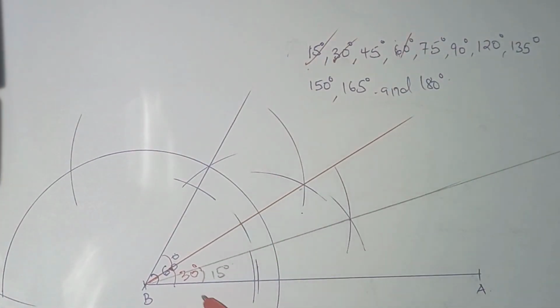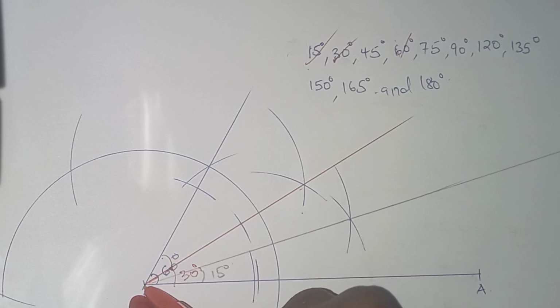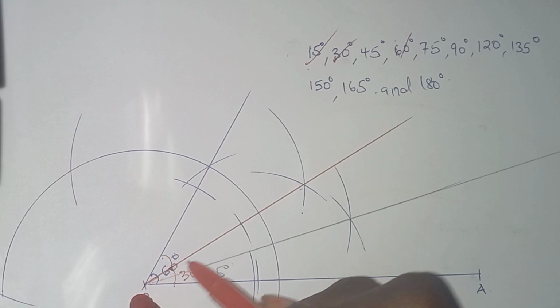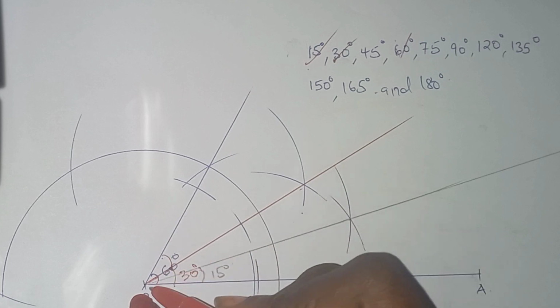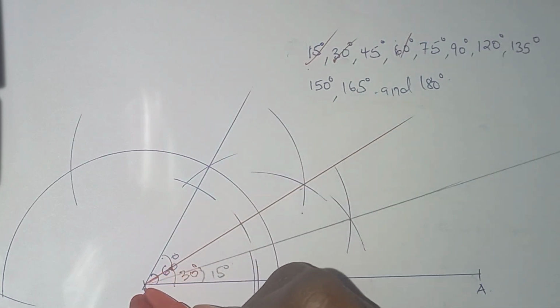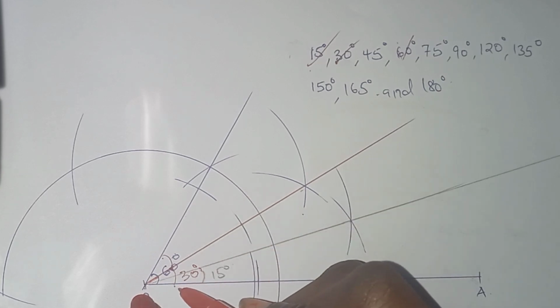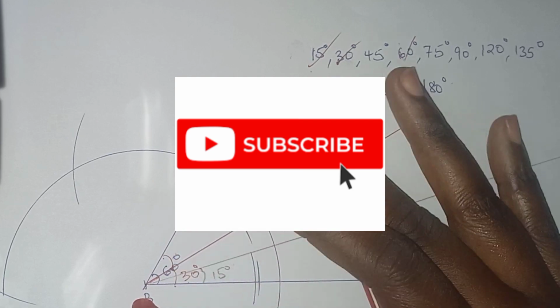So this one here is 30 degrees. Remember when you constructed 60 degrees, when you bisected 60 degrees, you got 30, and this one also was 30. If you bisect this other 30 and you take this angle, you add to that, you'll get that 60 degrees.